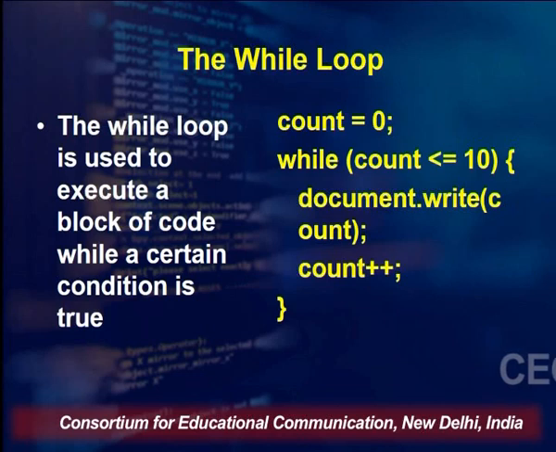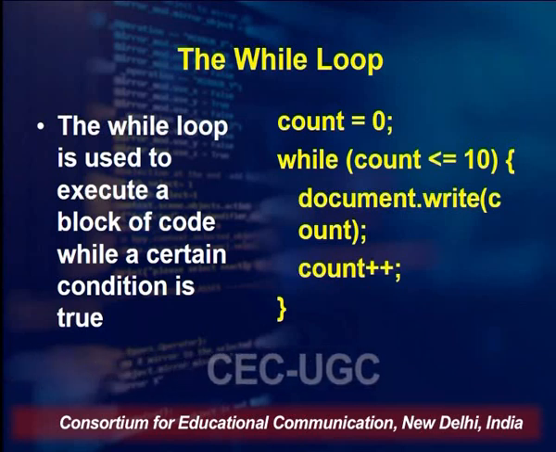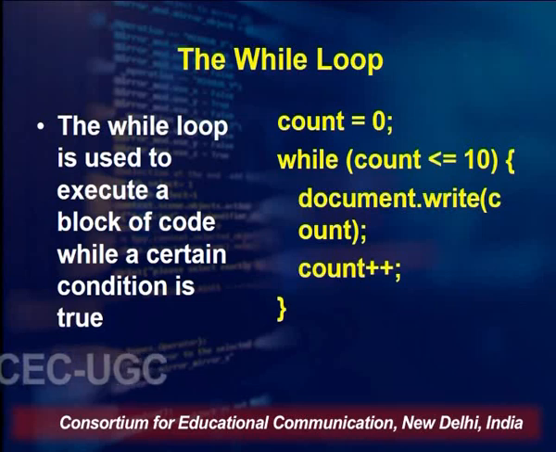We are going to look at the different types of loops provided by JavaScript. The first and a very commonly used loop is the while loop. The while loop is used to execute a block of code as long as a condition is true. In the example here, we initialize a variable count, saying count is equal to 0. Then we compare the value of count. This is the condition that we are checking.